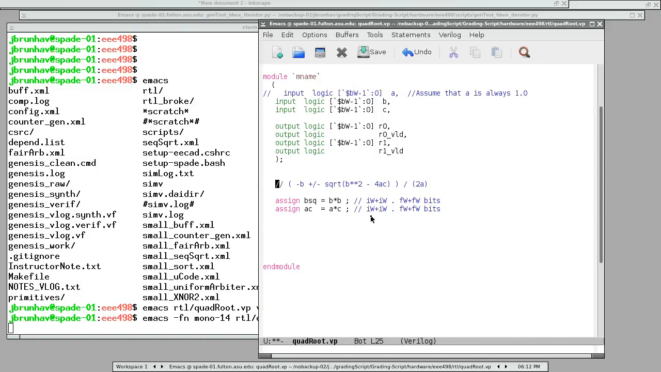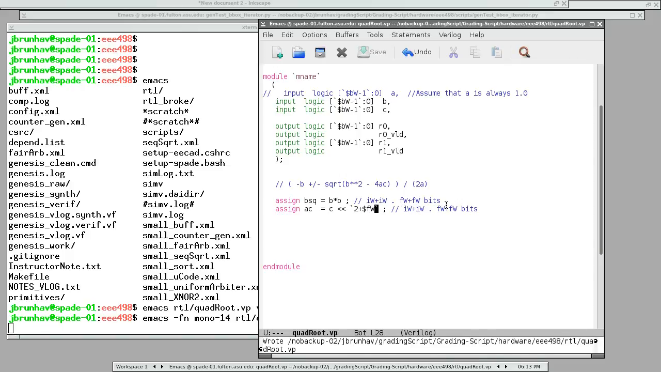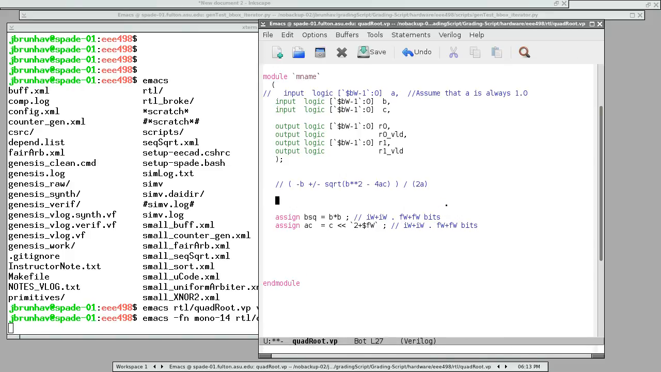So we already made a mistake. A is always 1, so AC is just going to be C left shifted. And how much do we left shift by? Well, it's going to be 2, because that's the 4. And then we also need to align the fraction bits, so we're going to also left shift by FW. Great.